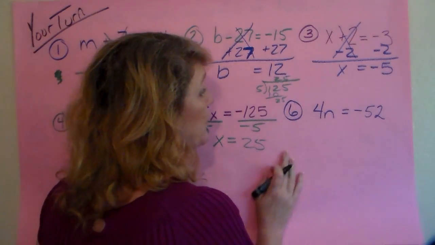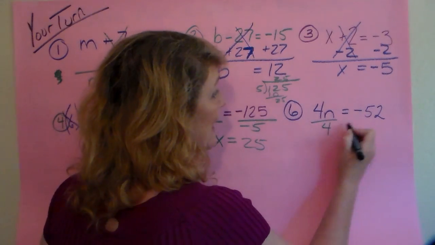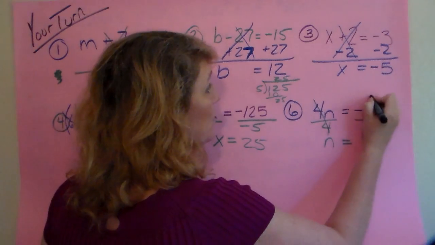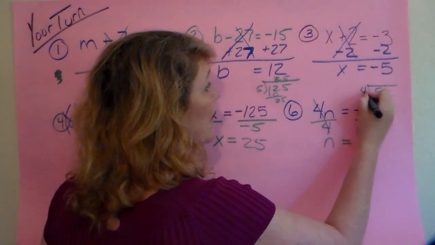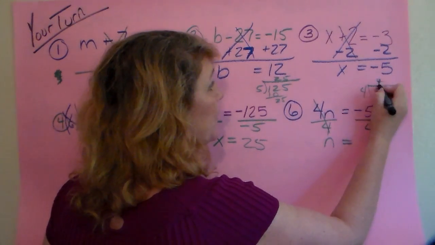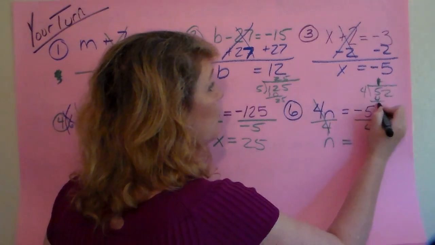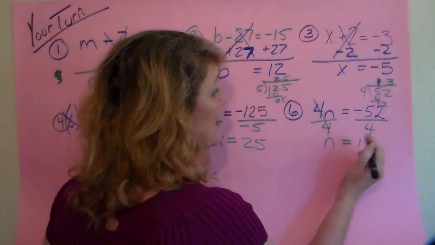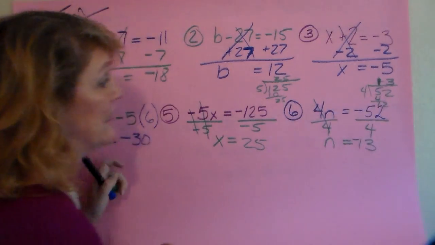There's a 4 multiplied to my n. I'm going to divide each side by 4 to get rid of this, and n equals 52 divided by 4. Nope, it goes in one time. That's the 4. 13. Negative divided by positive. I need another negative to balance that out.